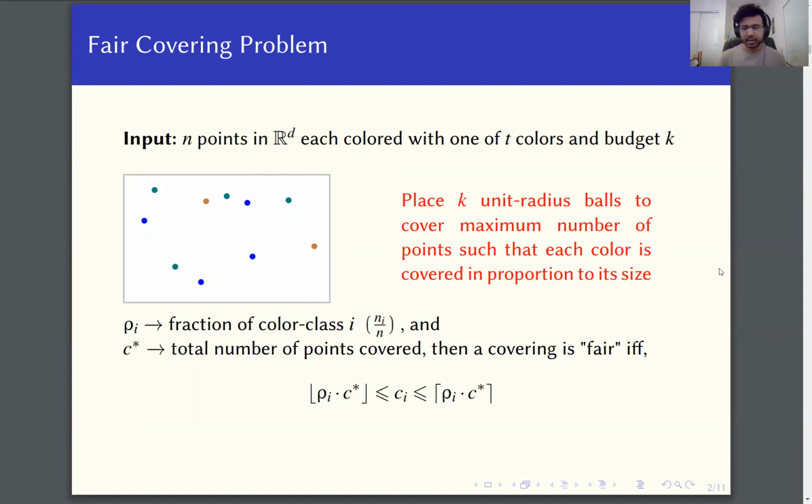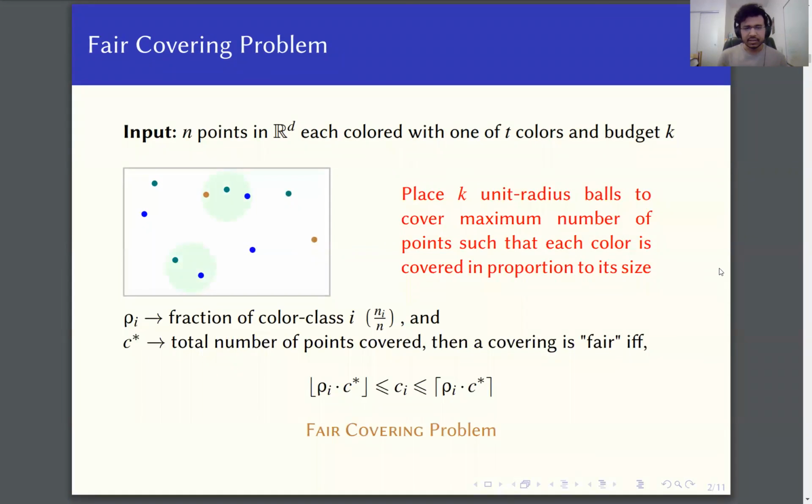In this example, we have 10 points, 4 of which are blue, 4 are green, and 2 are brown. Consider the covering in this picture. We have 5 points covered, of which 2 are blue, 2 are green, and 1 is a brown point. Hence, this is a fair covering. We define the epsilon fair covering problem analogously, where in the covering budget for each color, we allow a leeway of epsilon factor in the upper and lower limit.